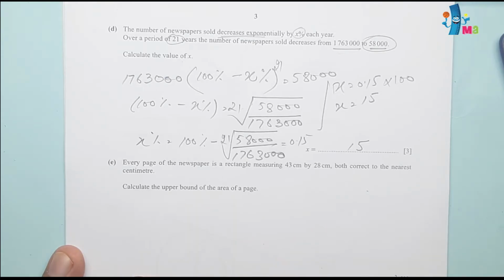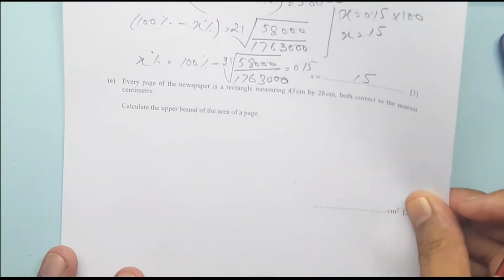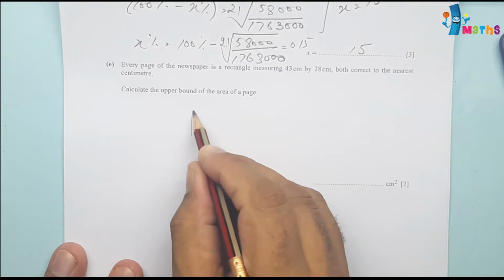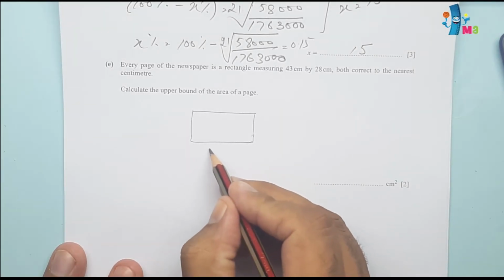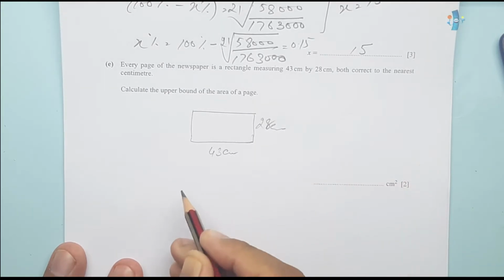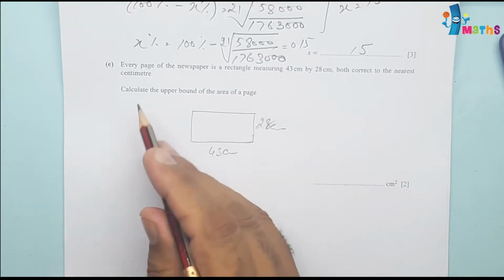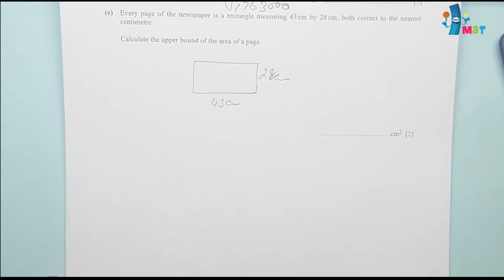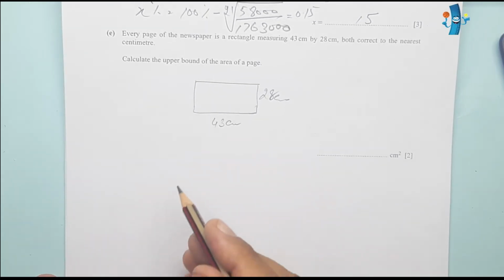E part. Every page of the newspaper is a rectangle measuring 43 centimeters by 28 centimeters. If you draw a rough sketch of a rectangle for better understanding, 43 centimeters and 28 centimeters, both correct to the nearest centimeter. So this is basically a lower bound, upper bound question. Calculate the upper bound of the area of the page.